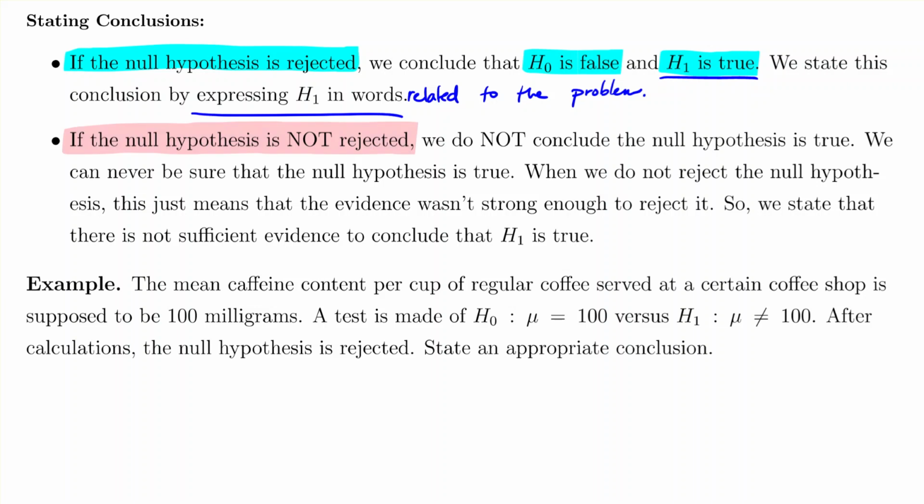Now, on the other hand, if we instead cannot reject our null hypothesis, then because the null hypothesis is not rejected, we do not conclude that the null hypothesis is true. The null hypothesis not being rejected, all that means is that there was not enough evidence to reject the null hypothesis. So the only thing that we can state is that there's not sufficient evidence to conclude that H1 is true.